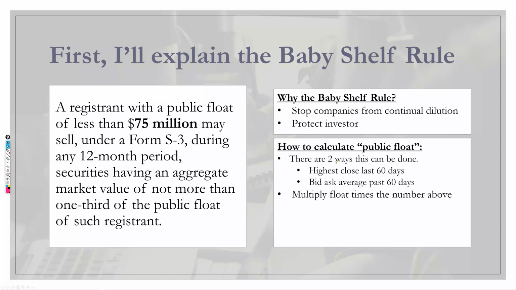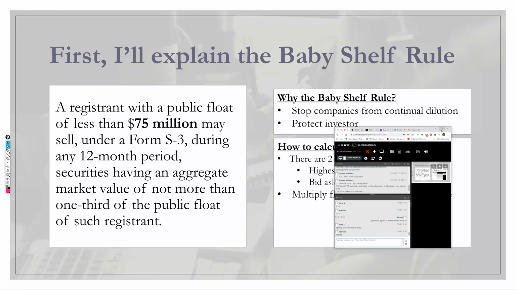How do you calculate the public float? There are two ways. It's the highest close of the last 60 days plus the bid-ask average of the past 60 days. Now, this baby shelf rule is kind of tricky. There's a lot of ins and outs to it, so study it on your own. I'm going to give you the high points here. All right. If we look at ICE, is ICE limited under the baby shelf rule before today? We're just going to use today's example on ICE.